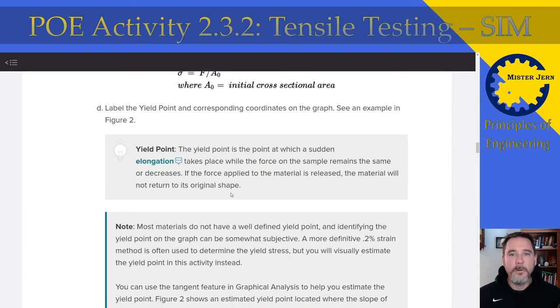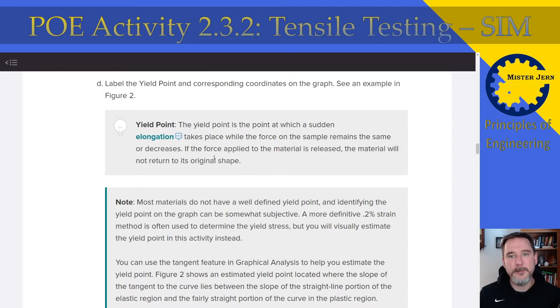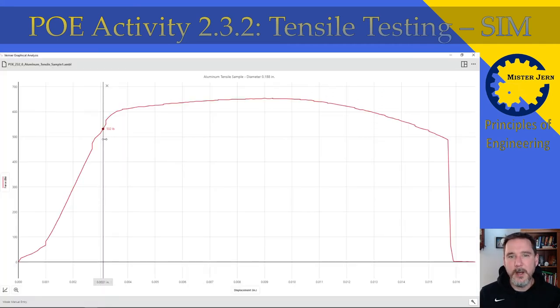Letter D, label the yield point and the corresponding coordinates on the graph. Okay, go back up to the top to find out where the yield point is. It's the point at which a sudden elongation takes place while the force remains about the same. Well, what do you know? There was a place where it started to stretch out while the force remains sort of the same-ish.